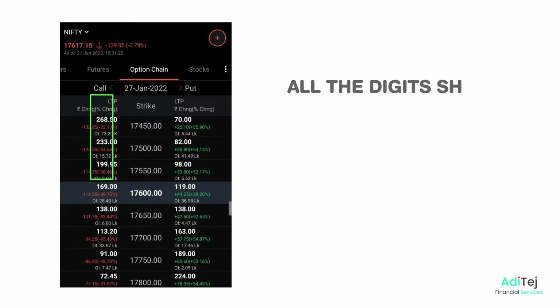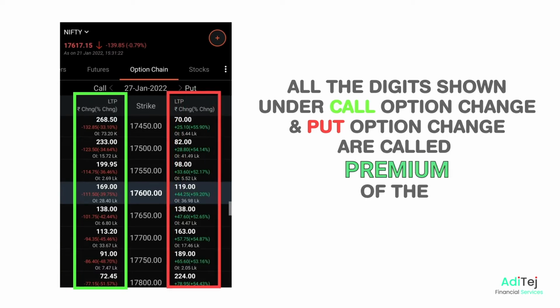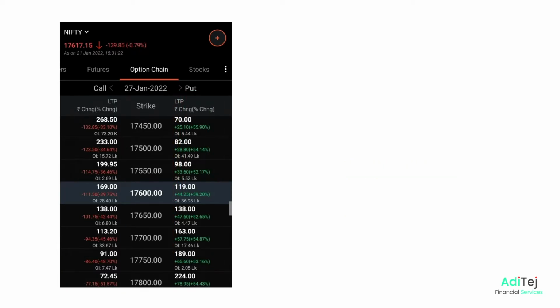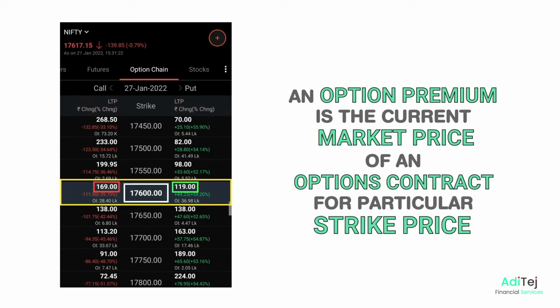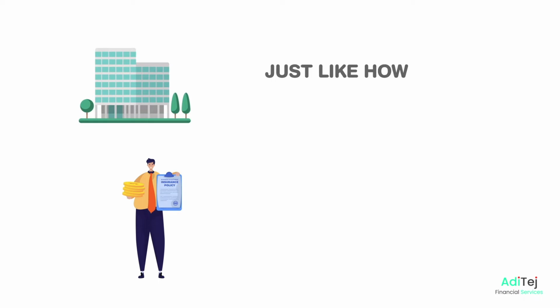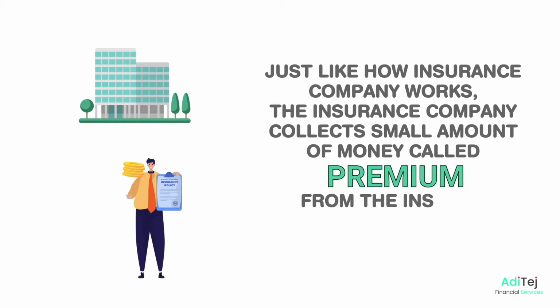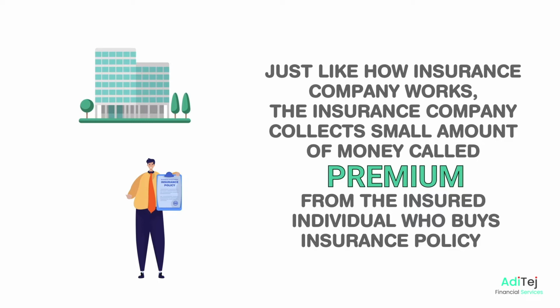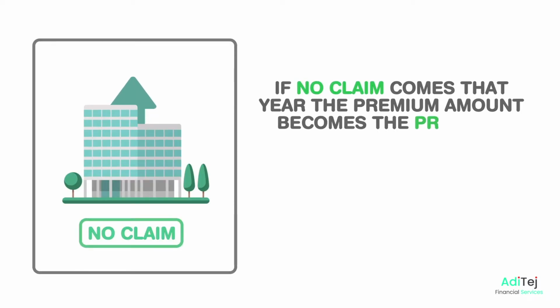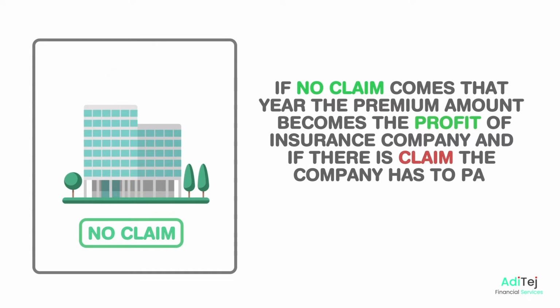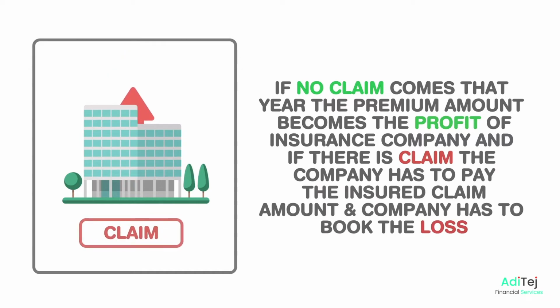All the digits shown under the call option chain and the put option chain are called the premium of the options. An option premium is the current market price of an options contract for a particular strike price. Just like how an insurance company works, the insurance company collects a small amount of money called premium from the insured individuals who buy the insurance policies. If no claim comes that year, the premium amount becomes the profit of the insurance company. And if there's a claim, the company has to pay the insured person the insured claim amount, and the company has to book the loss.